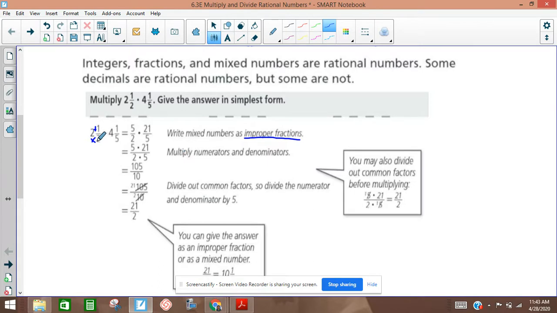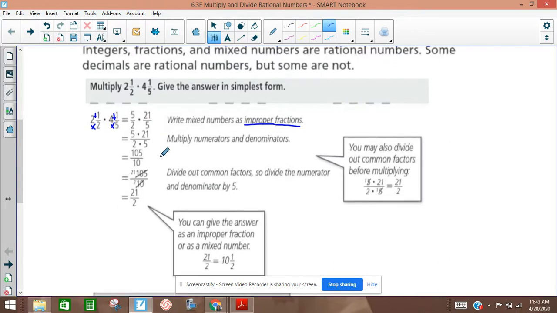So we do 2 times 2, that will be 4, plus the 1, that is 5. That should be your new numerator. And we stay with the same denominator. And we do the same thing with the second mixed number. 5 times 4, 20, plus 1, 21, and 21 over 5. We stay with the same denominator.